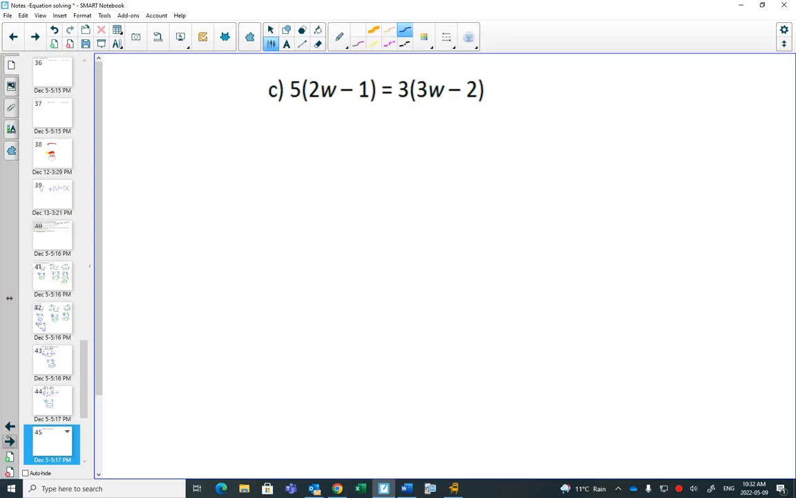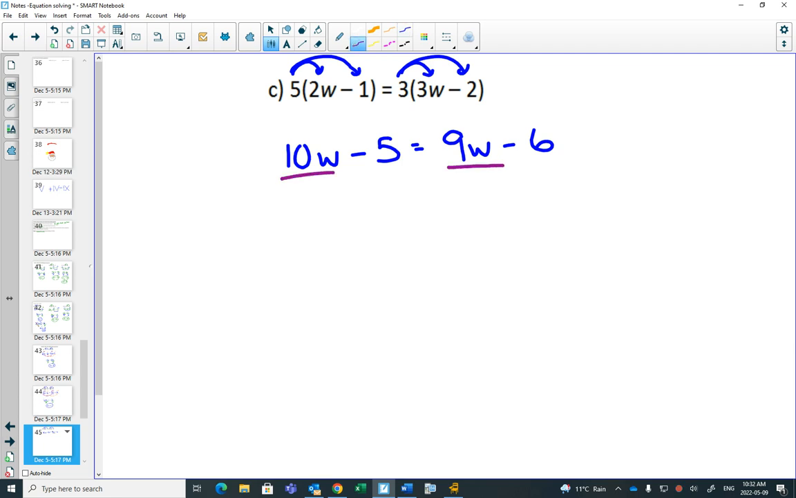And once again, I would distribute. So we would get 10w minus 5 equals 9w minus 6. Do I have like terms? Absolutely. So I look at my w's first. In this case, I would move them to this side so they stay positive. Minus 9w, minus 9w. These are like terms.